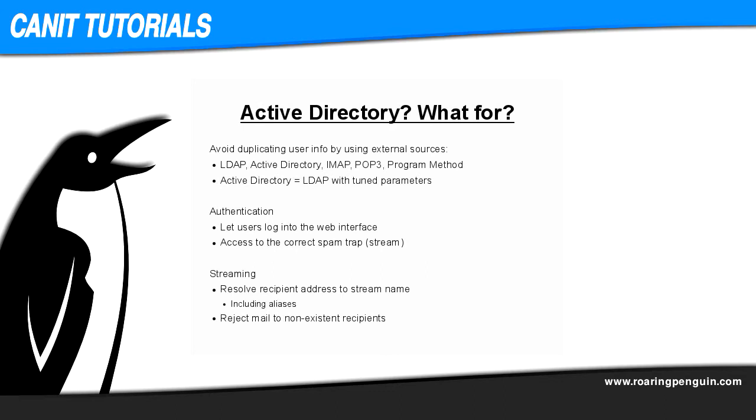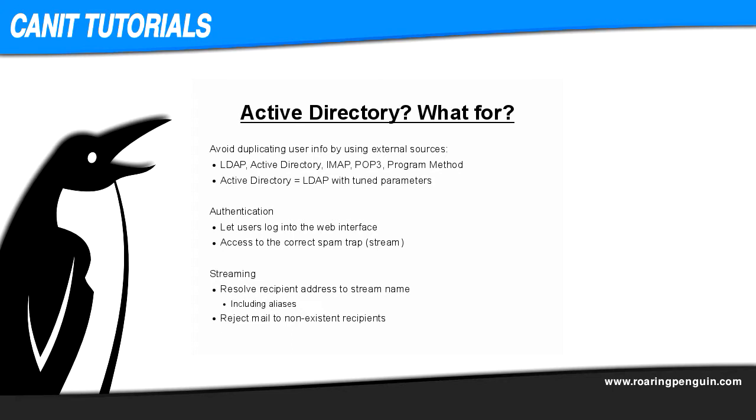Let's go into more detail about why you want to connect CanIt with your Active Directory server. CanIt has several ways to use external sources of information to integrate with your user base, which ultimately means that you as an administrator don't have to manually create users or duplicate anything. External sources of information include LDAP, Active Directory, IMAP, POP3, and last of all, you can write scripts or apps to integrate with whatever sources of information you have in whatever way you want.